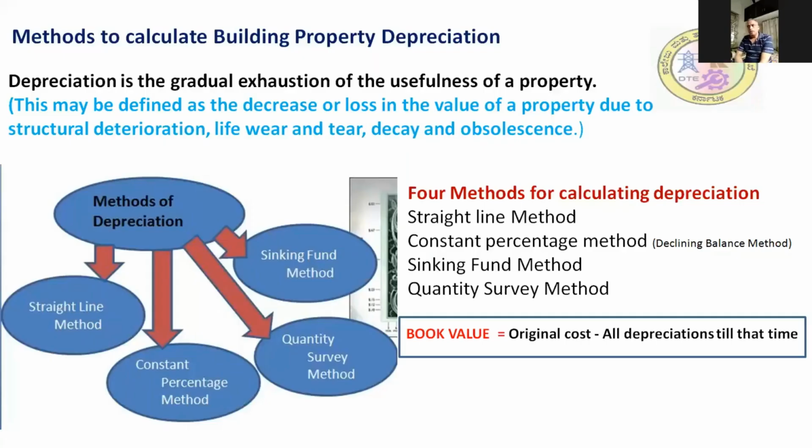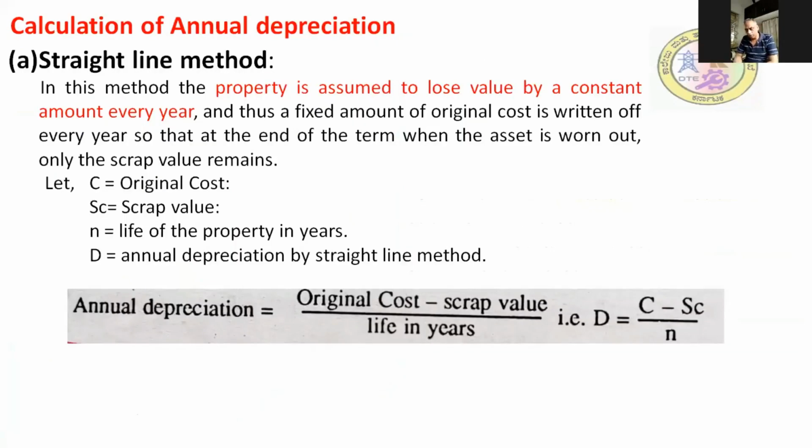The methods of calculating depreciation are classified into 4 categories: straight line method, constant percentage method, sinking fund method, and quantity survey method. These are the 4 methods we in general adopt to calculate depreciation of the property. In the straight line method, we calculate the annual depreciation. As I explained, the depreciation is calculated at the end of each year. Therefore, it is called annual depreciation.